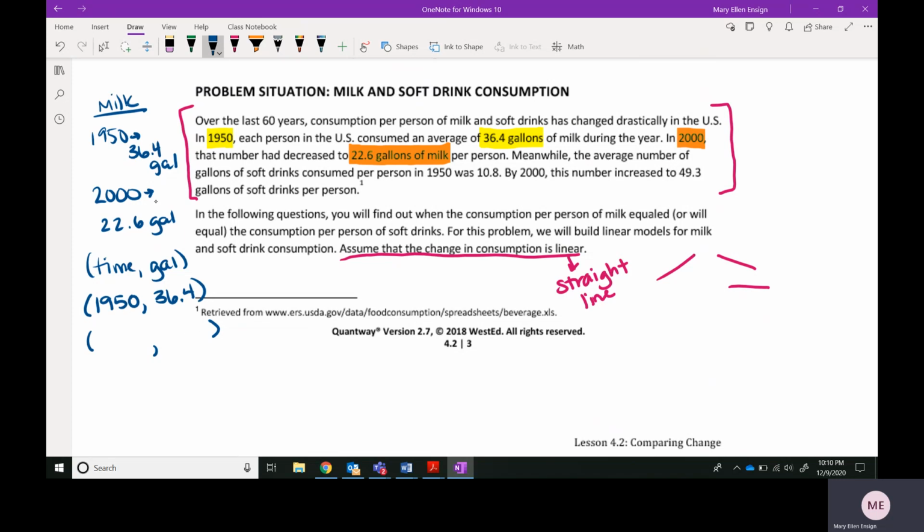Okay. I'm not doing this as an Edpuzzle, so if it takes you a second, you can just pause the video. Think about what it would be and then start it again. So the other point is going to be that in 2000, what went with that was 22.6. So let's go back down here then with that information.